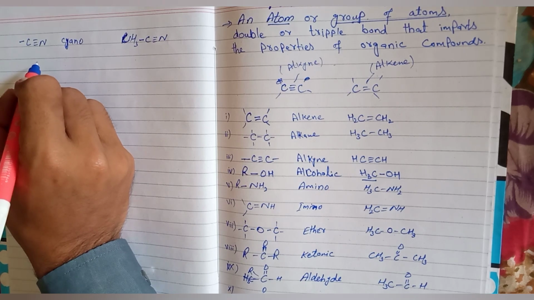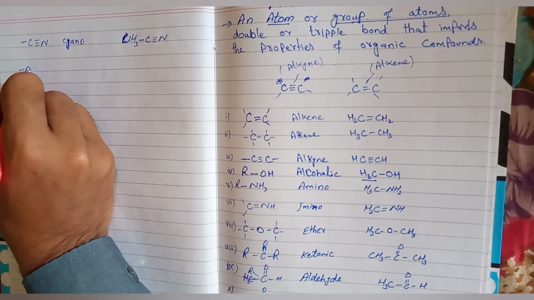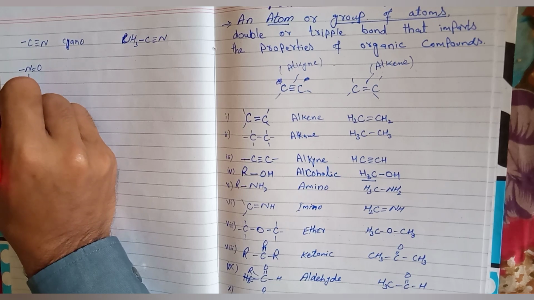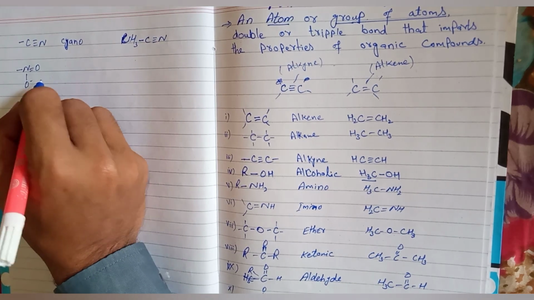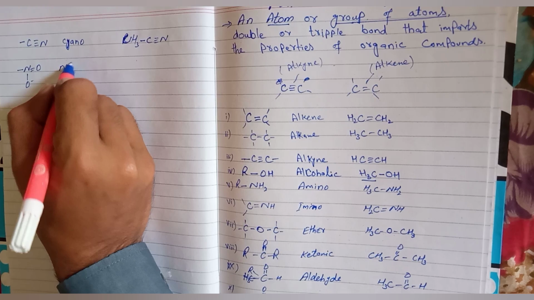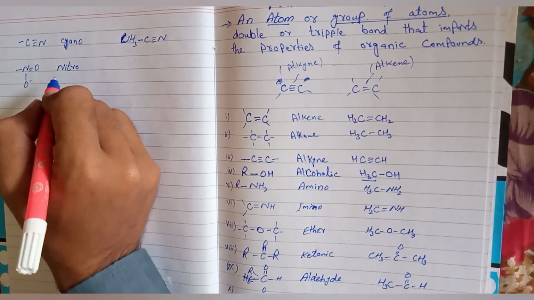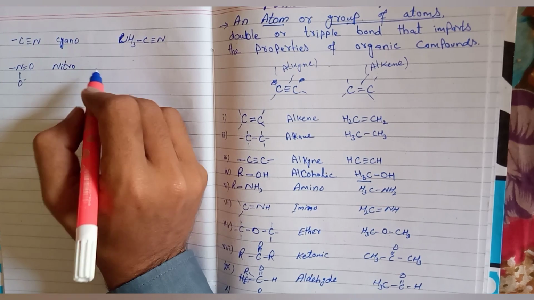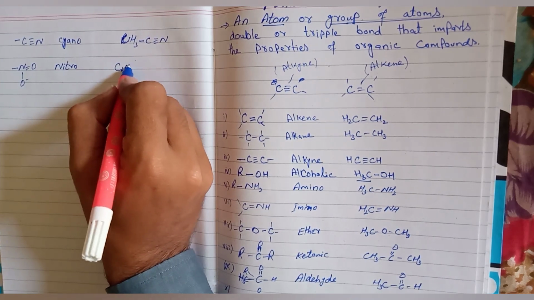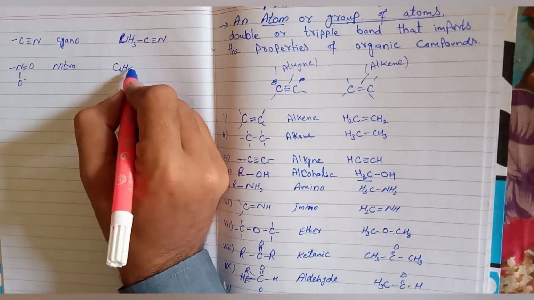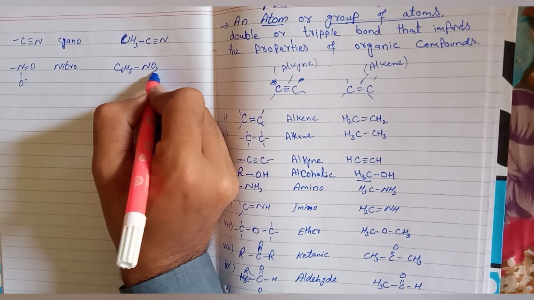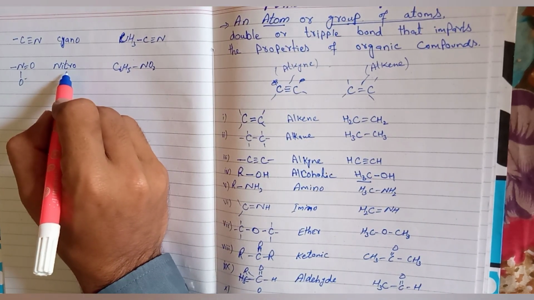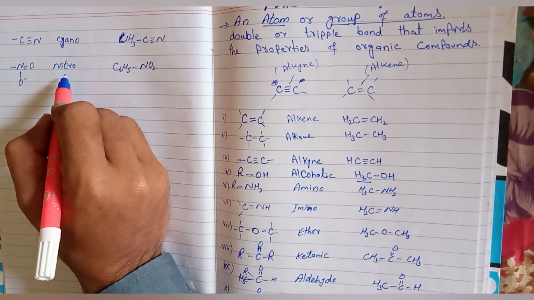Next, nitro compounds. If nitrogen is attached to one oxygen with a double bond and the other oxygen with a single bond, O negative, this is called nitro functional group, and this functional group is present in nitro compounds. For example, here phenyl or anything else is attached. C6H5 is phenyl, with NO2 present. Is it clear? This is called nitro functional group and is present in nitro compounds.